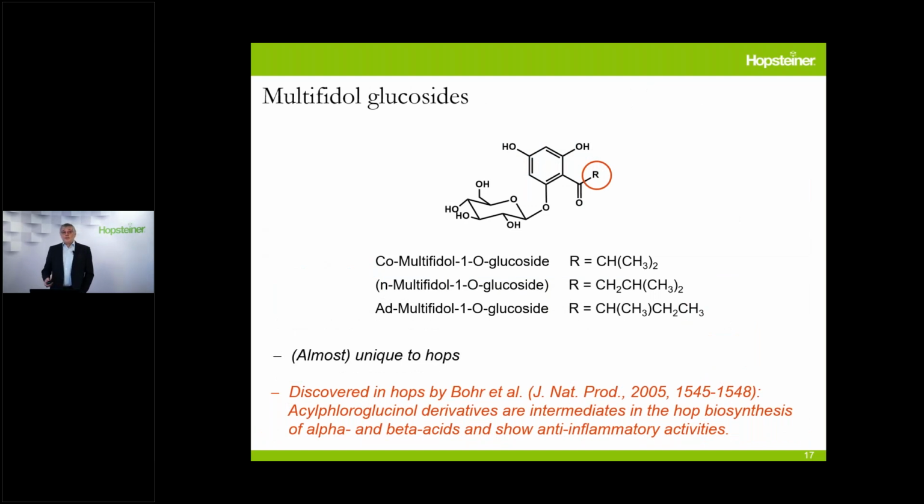Just to show the structures and a little bit of background information on the compounds, the humulinone glucosides are almost unique to hops. They were discovered by Bohr in 2005. And these acylphloroglucinol derivatives are intermediates in the hop biosynthesis of alpha and beta acids, and they show anti-inflammatory activities. And because they are these intermediates in the biosynthesis, you have the same side groups, and you have the co and the ad homologues, and the n homologue was not discovered so far, or was not discovered by Dresel in his studies.